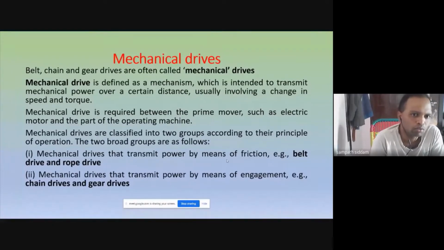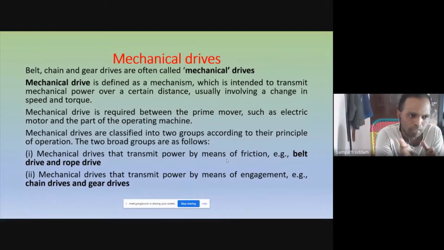If you define a mechanical drive, it is a mechanism intended to transmit mechanical power over a certain distance, usually involving a change in speed and torque. Suppose there is a component or a machine on one side, and you want to transmit power from one end to the other end, you use shafts. But is the speed varying, or is the speed constant? That is one important factor.